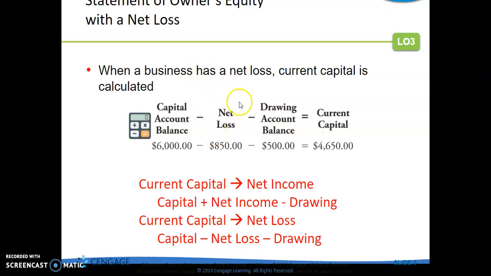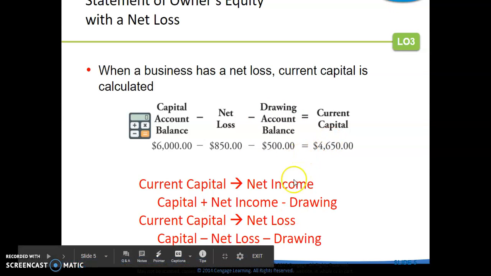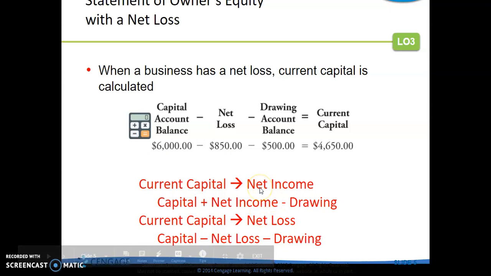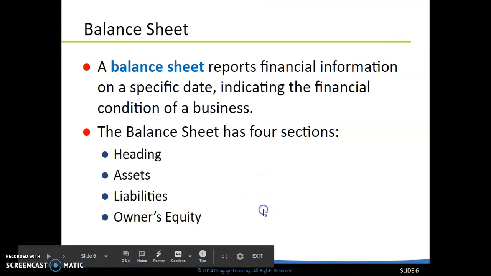However, the difference in what I just explained to you in calculating current capital is that if there is a net loss, instead of adding net income, you are subtracting net loss. So I like to think of it as capital minus net loss, we're subtracting because net loss is a negative. Drawing, we subtract because it's a negative, and that gives us our current capital. But remember, net income, that is a positive. So if there is a net income, it's capital plus net income minus drawing. So these calculations are very important if you're doing the balance sheet without the statement of owner's equity.